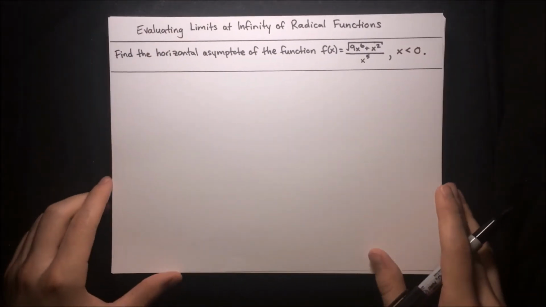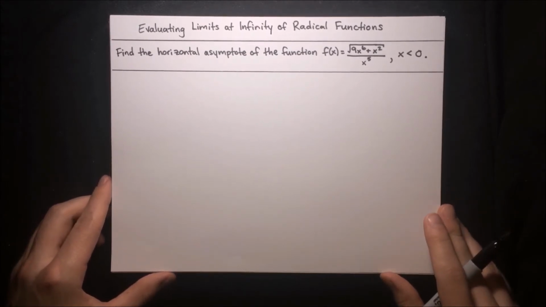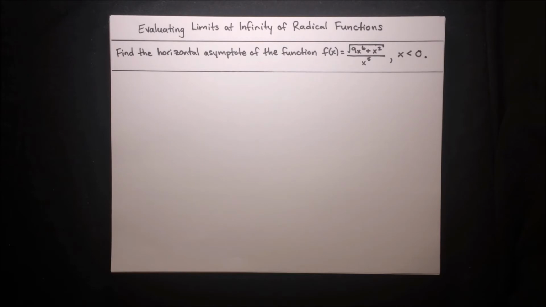Alright, next example. We want to find the horizontal asymptote of the function f of x equals the square root of 9x to the 6th power plus x squared all over x to the 5th, where x is less than 0. Alright, so do you remember how to find a horizontal asymptote of the function? Well, that's just the limit as x approaches positive or negative infinity. And in this case, we're only considering a domain of x is less than 0, so we should take the case as x approaches negative infinity.